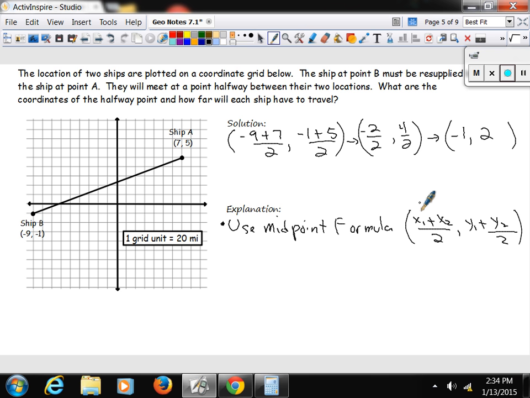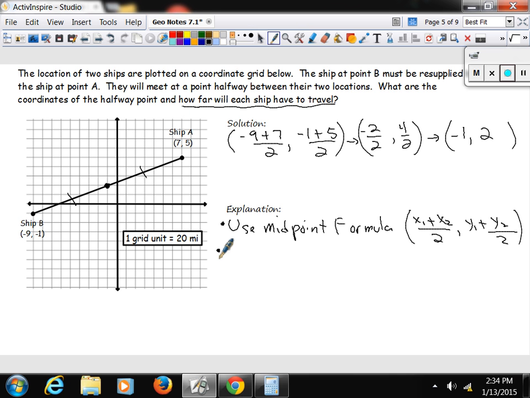Check that. Look at your graph. Find that point. See if that's on the line. If it is, it's halfway. Is it on our line? You go over negative 1 and up 2. There it is right there. That is the halfway point. That means that this piece is equal to that piece. That's your midpoint on that graph. That would be where they would meet. The last part of the question asks how far each ship will have to travel. That's this last part right here.